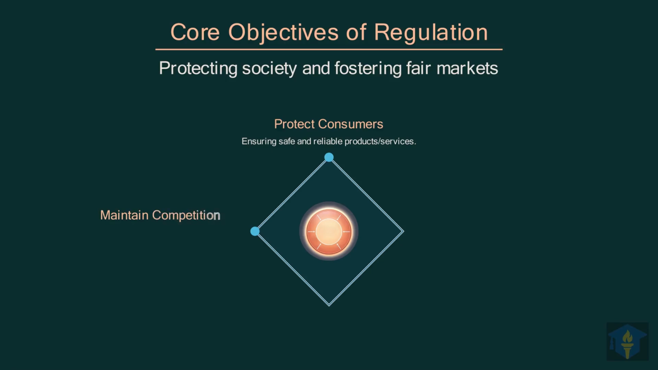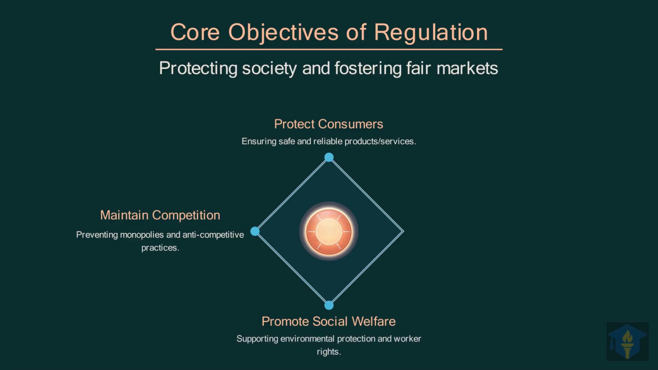Another crucial objective is to actively maintain healthy competition within industries. This involves preventing monopolies and combating any anti-competitive practices that might arise. Regulation also aims to promote broader social welfare across the entire population. This includes supporting vital environmental protection efforts and upholding essential worker rights.